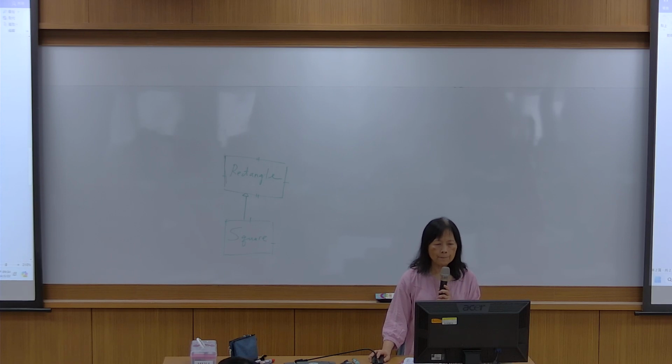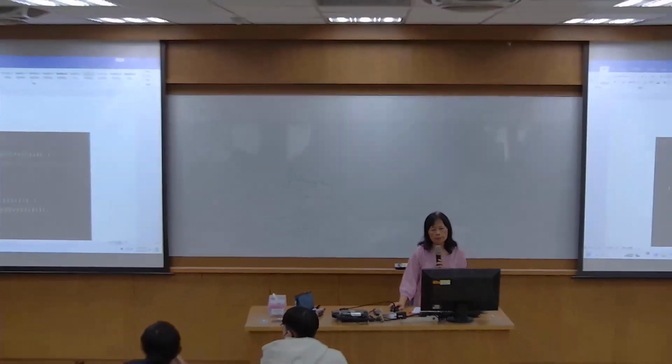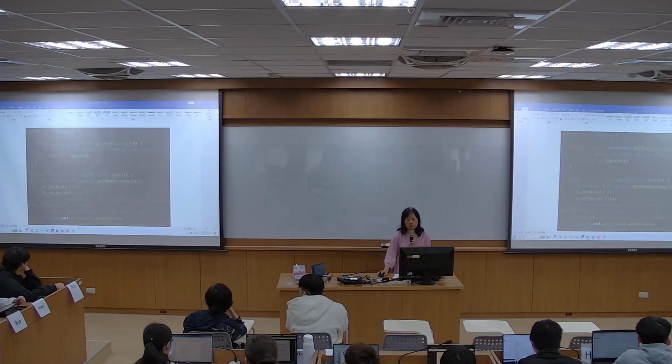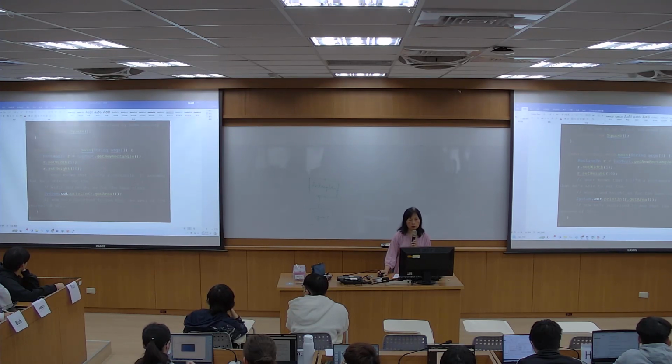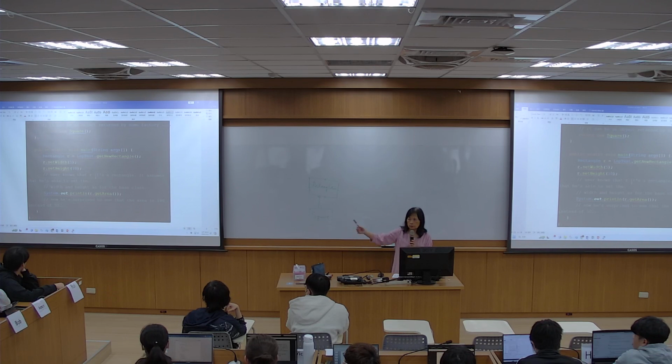Then now rectangle, get a new rectangle, and a new square. We need a child. Here we set width and height because we want a new square. All right, so Leo, what would be the result?